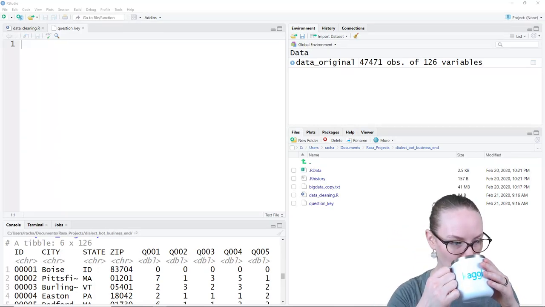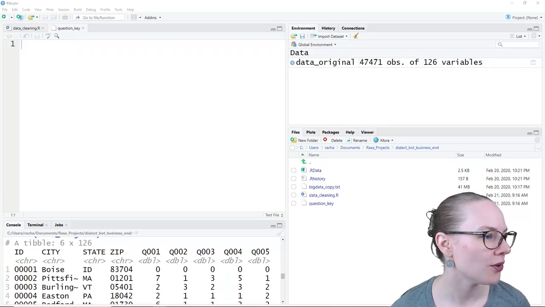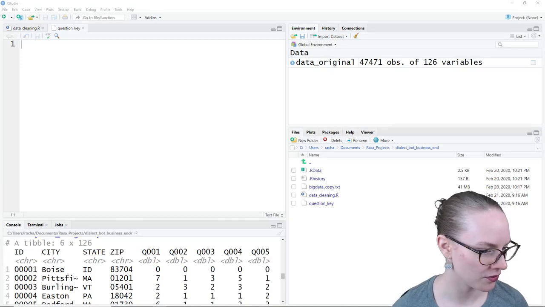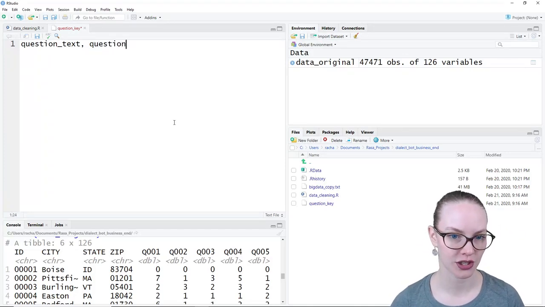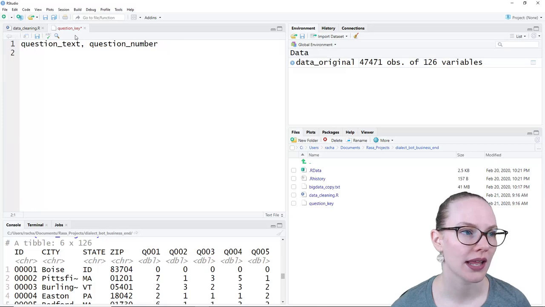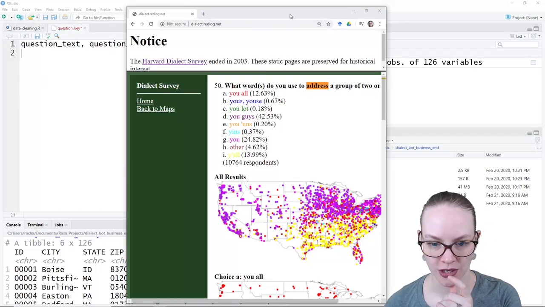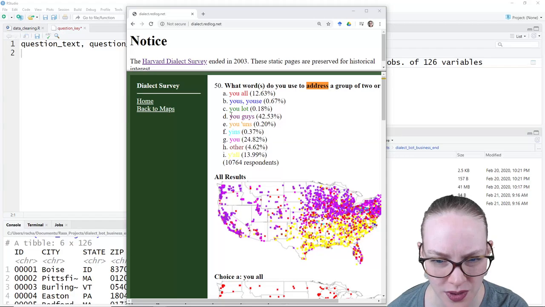Okay, so I'm just gonna create a key by hand. So the first question is, how would you address a group of two or more people? Let's find that. Address a group of two or more people. So let's just start a little CSV. Call this question text, and let's call the next one question number. So, no, that's not all I need. I also need the answers of, like, which. So to pull this back over, so we have this one here, which is 1, 2, 3, 4, 5, 6, 7, 8, 9.